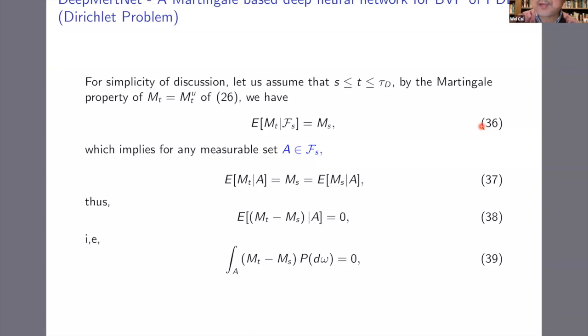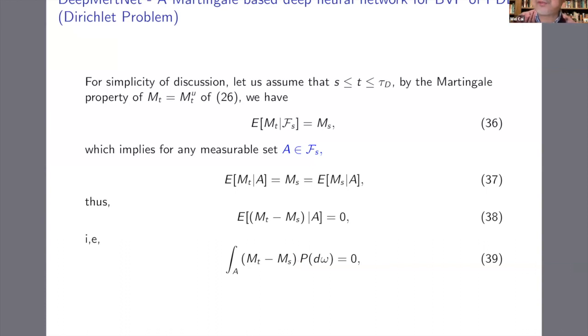And so that means for any subset A from the sigma algebra F_s, F_s is the information determined by M_s. If you are given the information at time s, then this conditional expectation should be M_s. But because A belongs to F_s, this conditional expectation is the same, because M_s is A-measurable. So if you take the left and right hand side, you have this condition. Now this basically translates into the integral of these two random variables over A, for any A, the difference should be 0. So this is the condition we're going to enforce in the loss function.